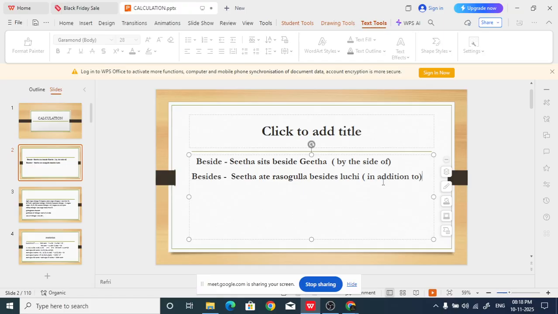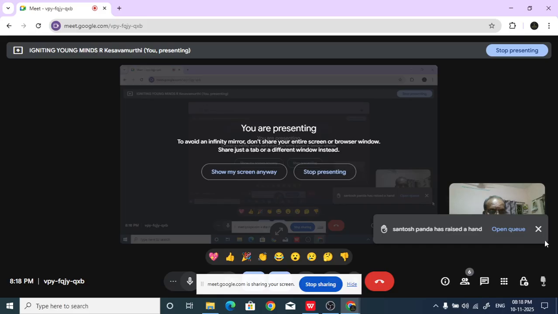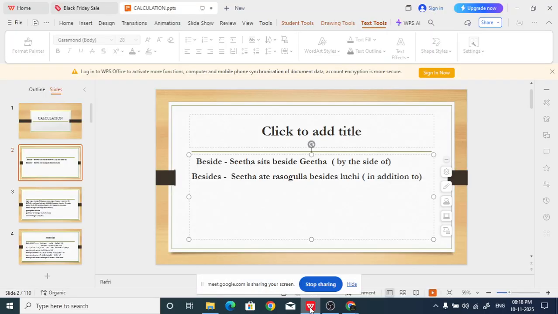Can anybody make two sentences using beside and besides? Yes, Santosh, yes. Yeah, do it. I may not be able to see your hand. Yes, sir. My name is Sankipta. Sankirta, okay. So, sir, a sentence with beside is: my house is beside the park. My house is beside the theme park. Okay. My house is beside the theme park.